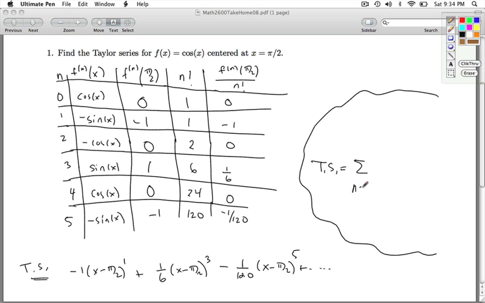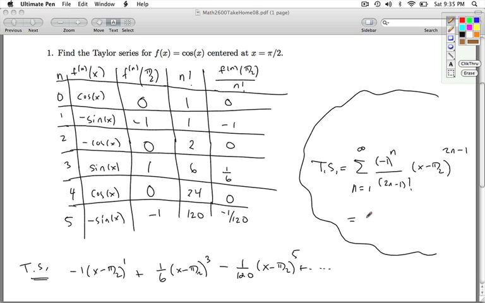We could start n equals 1 to infinity. We have negative 1 to the n power over the odd factorials. So that would be 2n minus 1 factorial, x minus pi over 2 to the 2n minus 1. All right, that's one way to do it.